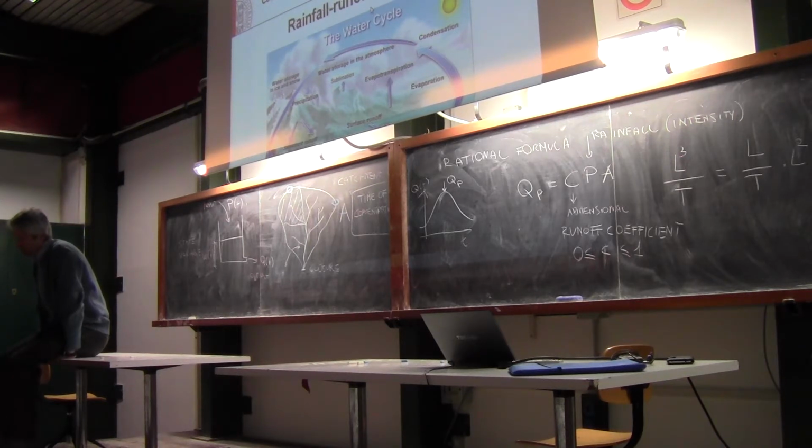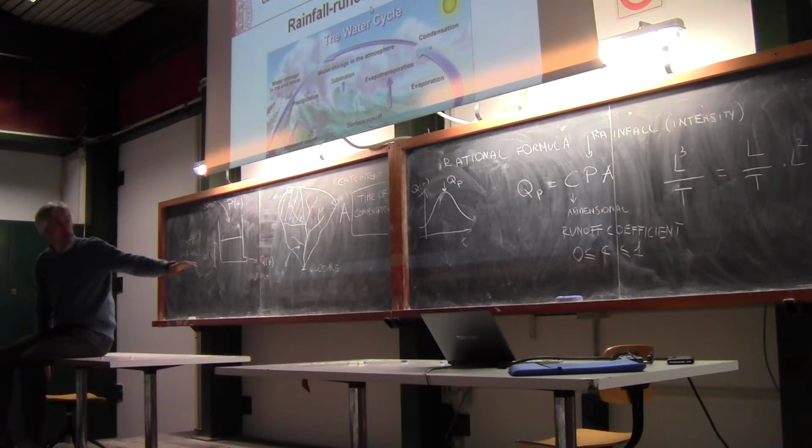Okay, but I said that the rational formula is not much used in water resources management, because in water resources management, we need to reproduce the whole hydrograph. We are not interested in only the peak. And also in water resources management, we are interested in low flows more than in peak flows, because typically when we have the peaks, we cannot use all that water. We can use it only if we build a dam and then store it.